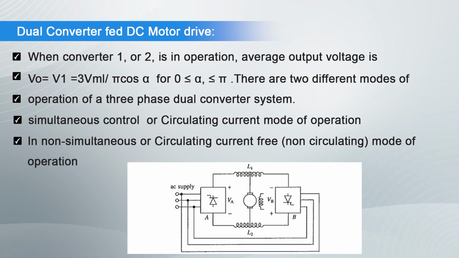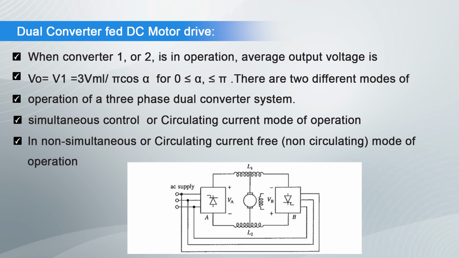When converter 1 or converter 2 is in operation, average output voltage V naught is equal to 3 Vm upon pi cos alpha, for alpha lies between 0 to pi.